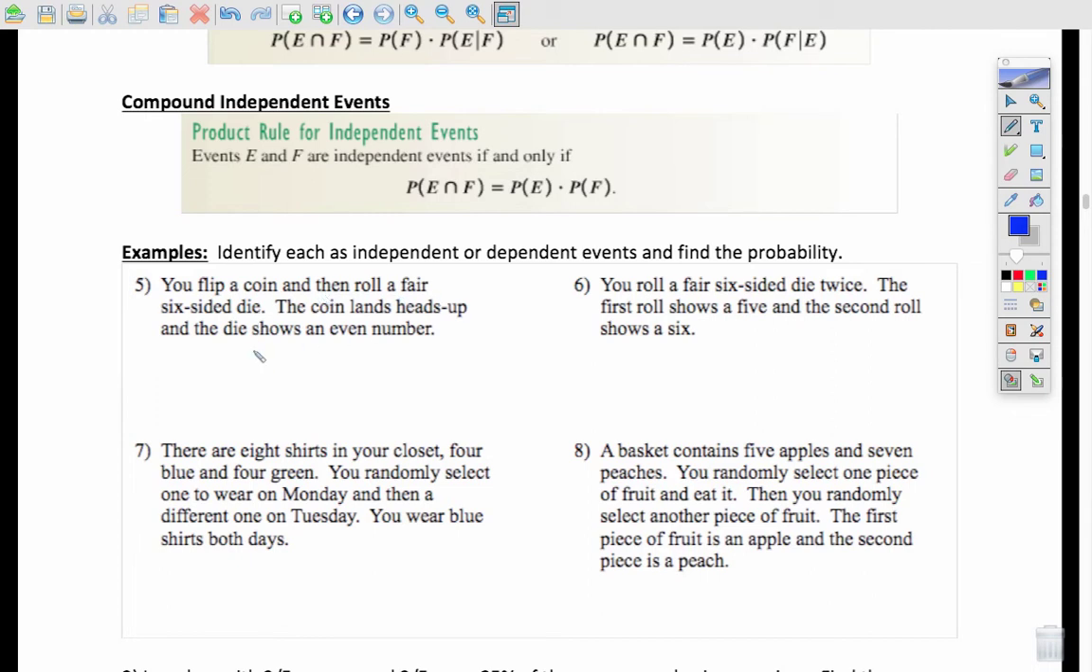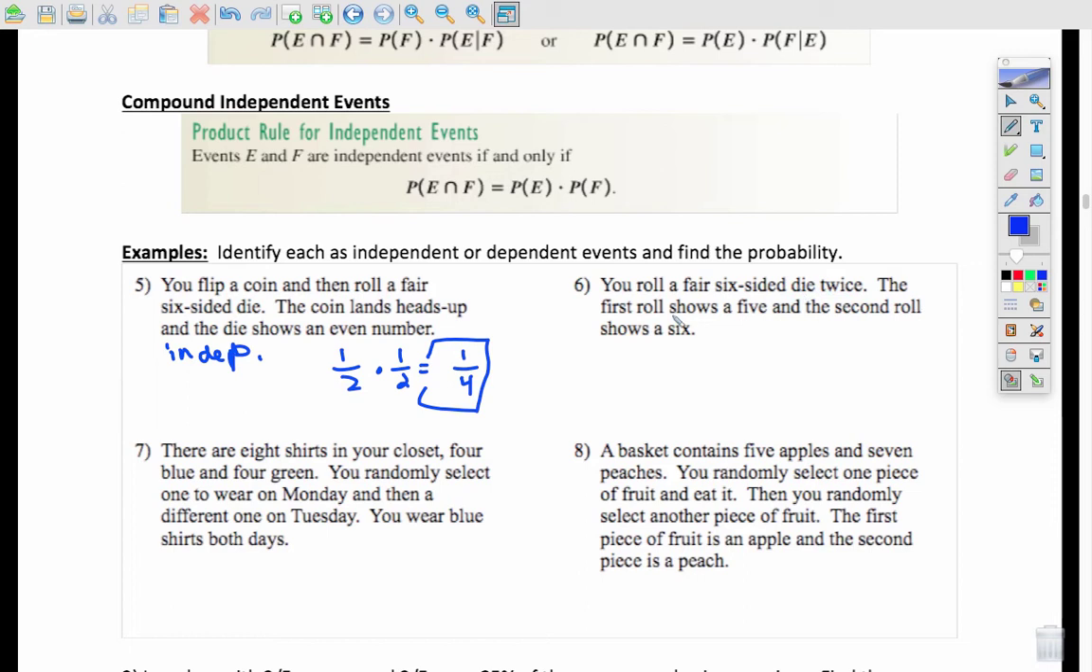If you flip a coin and roll a die, then the probabilities are independent because they're two independent events. You can still multiply them together. So what you're trying to do is say, first of all, that this is independent. One outcome doesn't depend on another. You want to find the probability that the coin lands heads up. Well, that's 1/2. And the die shows an even number. That's also 1/2. So the probability that both of these things occur simultaneously is 1/4.